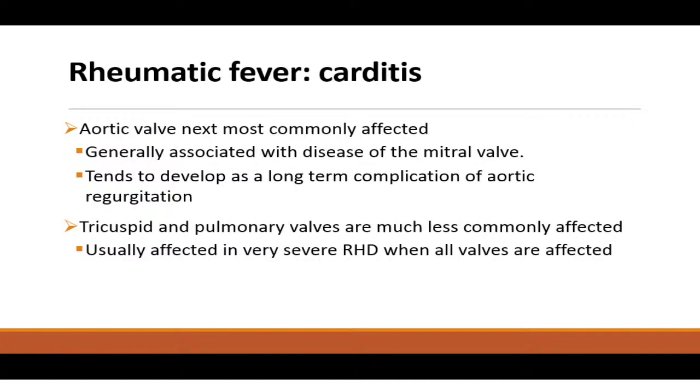The aortic valve is affected more rarely than the mitral valve. It's also generally associated with disease of the mitral valve in patients with rheumatic fever. It tends to develop as a long-term complication, aortic regurgitation, and less commonly the tricuspid and pulmonary valves are affected. These are casuistic, rare cases for rheumatic fever, but you should remember that sometimes in aggressive carditis these valves can also be affected.